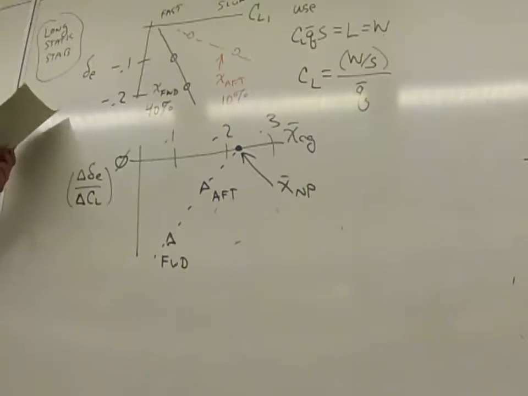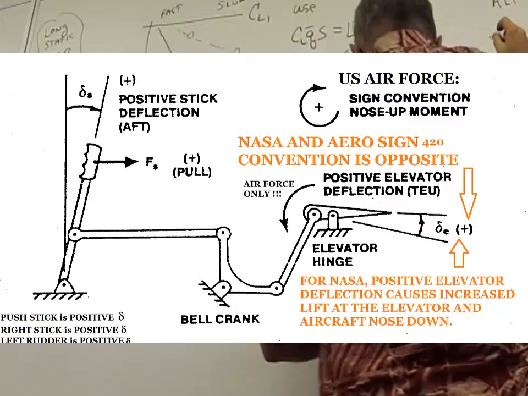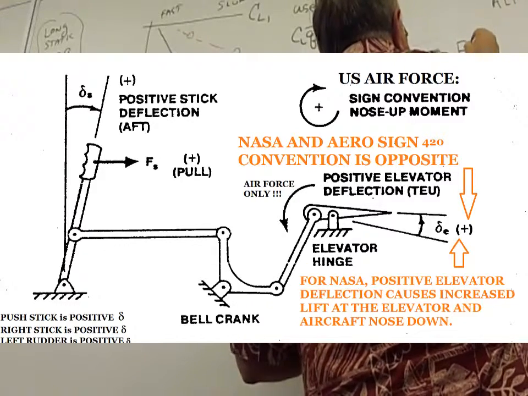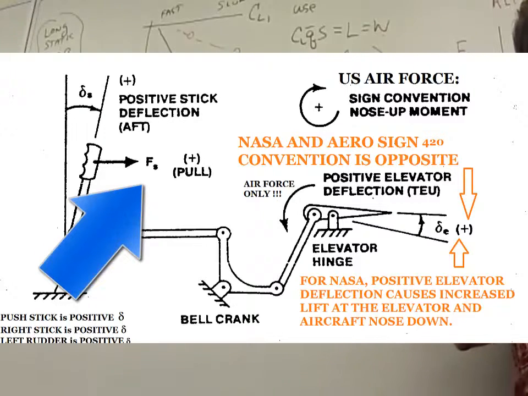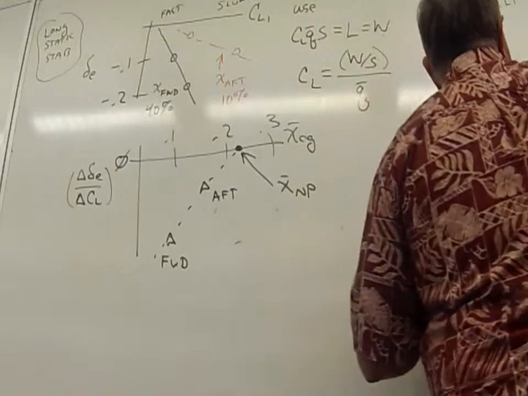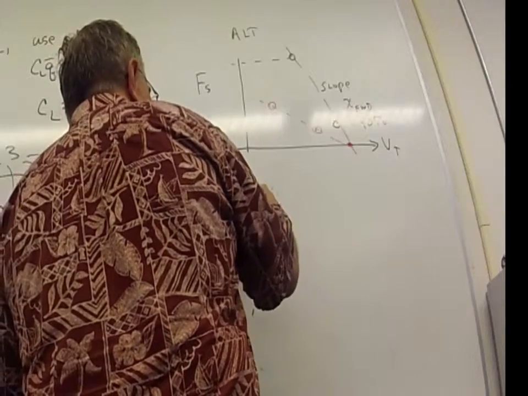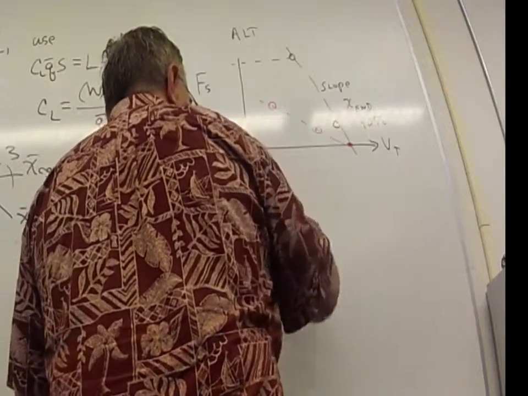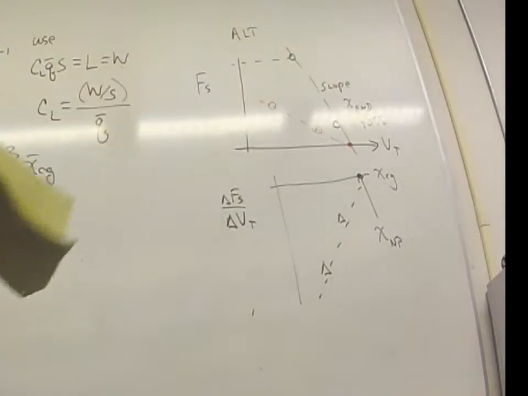Now what if you couldn't measure this? Could you use something else? Yeah, I could actually use stick force. So an alternate way would be to measure stick force in the cockpit. And once again, this time you're going to go versus velocity. And if you move the CG forward, delta Fs over delta true velocity, and I'll get a very similar looking curve for XCG. So you got 2 different ways you can do it.